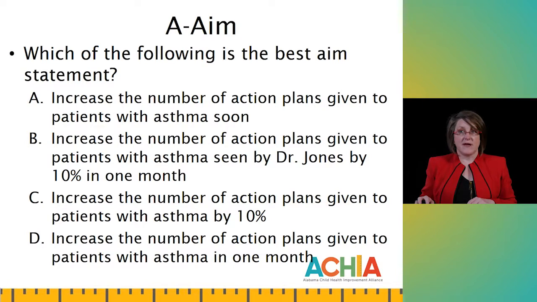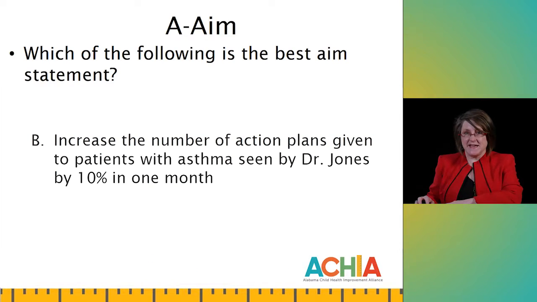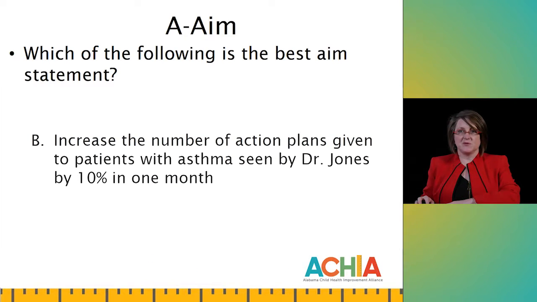A, increase the number of action plans given to patients with asthma soon. Or B, increase the number of action plans given to patients with asthma seen by Dr. Jones by 10% in 1 month. C, increase the number of action plans given to patients with asthma by 10%. Or D, increase the number of action plans given to patients with asthma in 1 month. Let's look at these individually after I give you the answer, which is B, increase the number of action plans given to patients with asthma seen by Dr. Jones by 10% in 1 month.